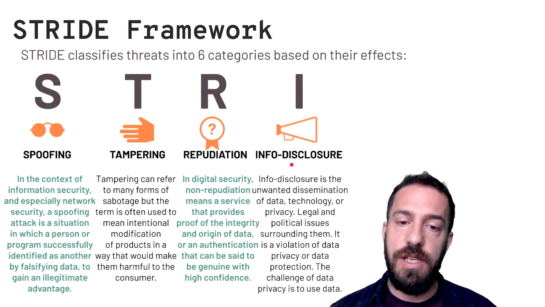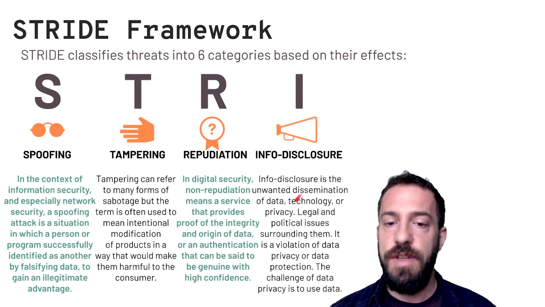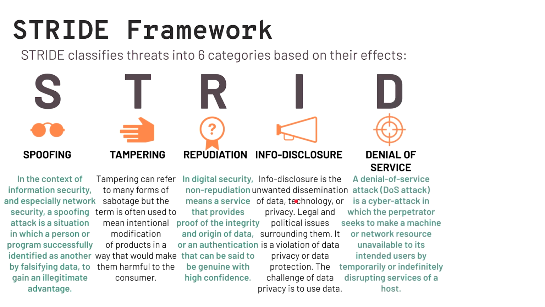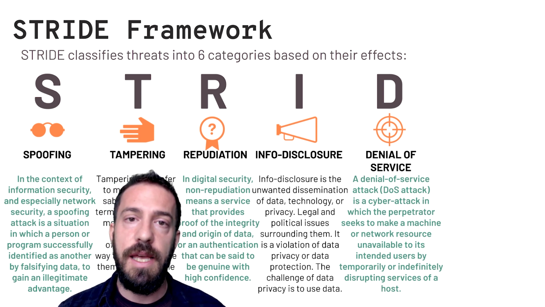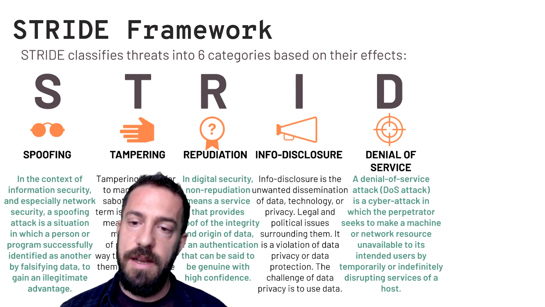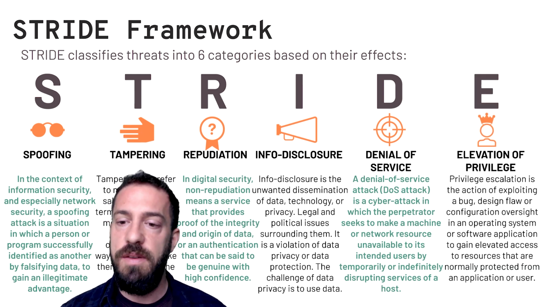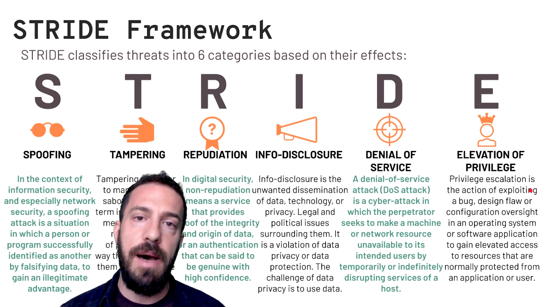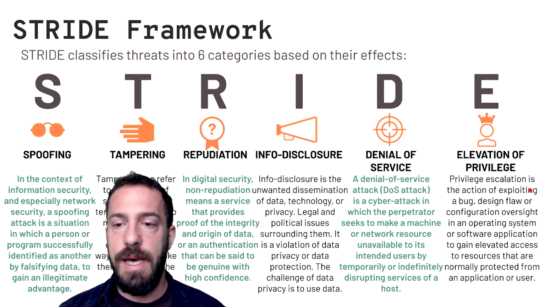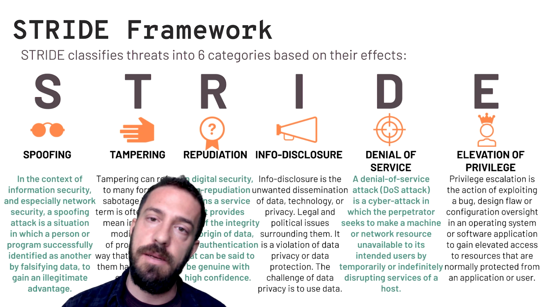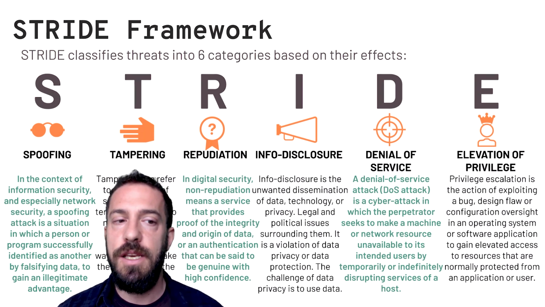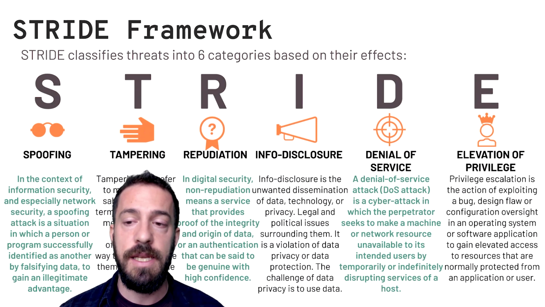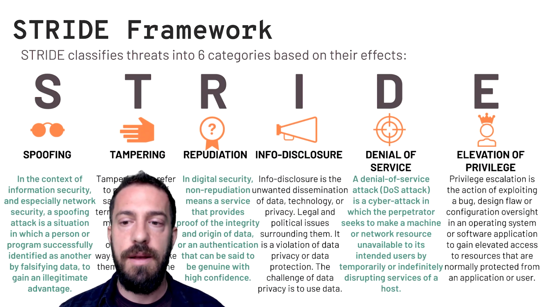I is for information disclosure. This is unwanted dissemination of data, technology, or privacy. D stands for denial of service. This is when the system stops responding, a machine or a resource becomes unavailable temporarily or indefinitely, and that disrupts service of a host. And then finally, E stands for elevation of privilege, and this is when, by exploiting a bug or a vulnerability, you manage to get escalated privileges in the system. If it's a PC, you go from user to kernel or root mode. If it's a regular PLC, you may have some admin access that allows you to do more advanced things, such as changing set points or other effects.